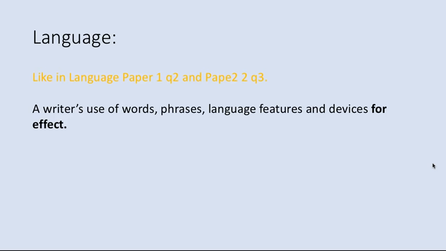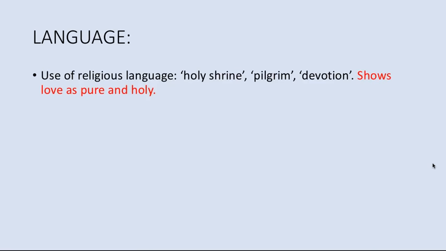Language is probably the easiest bit. Language is something we're all pretty familiar with. Sorry for the typo here. But language is what you've been analysing in language paper 1, question 2, paper 2, question 3. It's basically a writer's use of words or phrases or language features and devices for effect. In other words, are there words that Shakespeare has deliberately chosen where other words would have been fine? And for language in this extract, we could talk about the use of religious language, holy shrine, pilgrim, devotion.